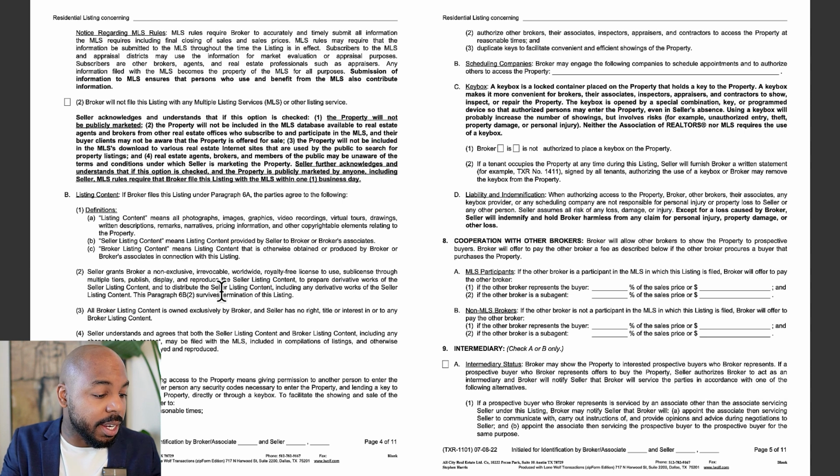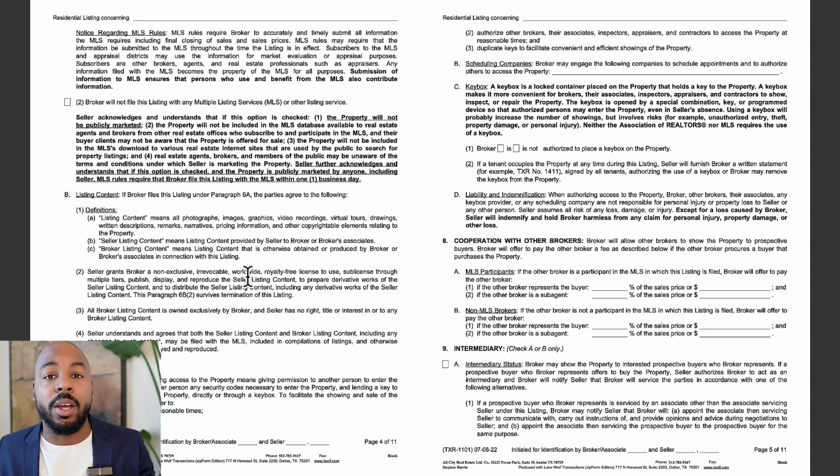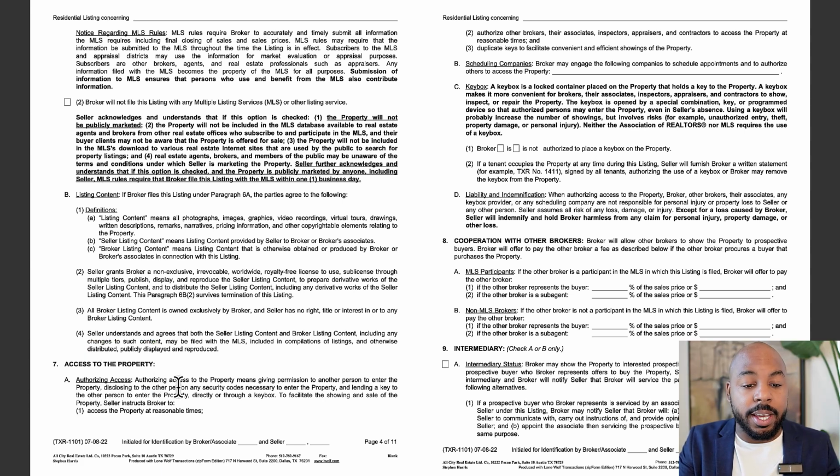Listing content here just means anything that we do to market the property, pictures, video, all of that is owned by the brokerage, and you are giving us permission to distribute that wherever we see fit. Number 7 is access to the property. It says that you're going to participate with giving us access to the property at reasonable times. Now, we're never going to try to inconvenience you, but we are asking that you make the property accessible to potential buyers, inspectors, appraisers, everybody in between.